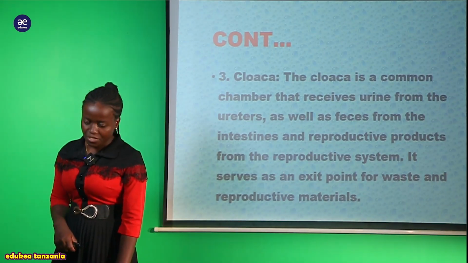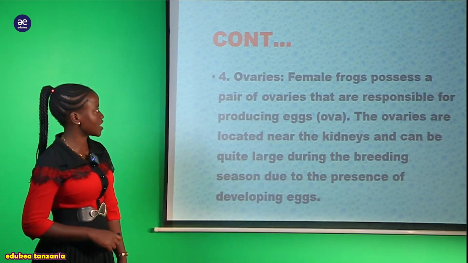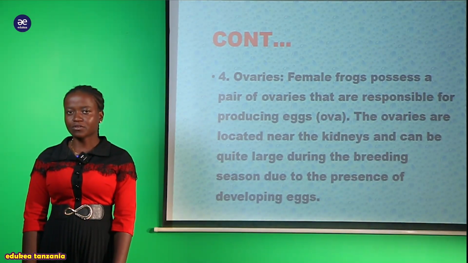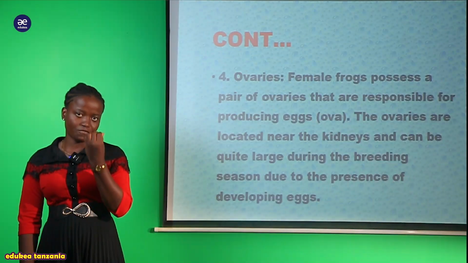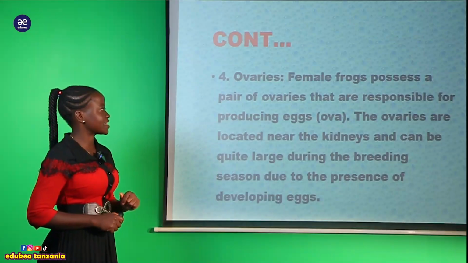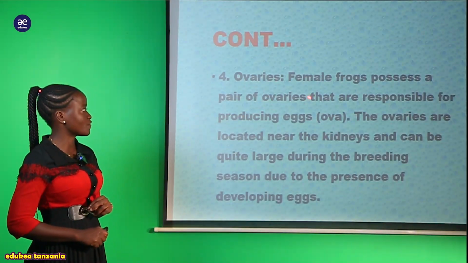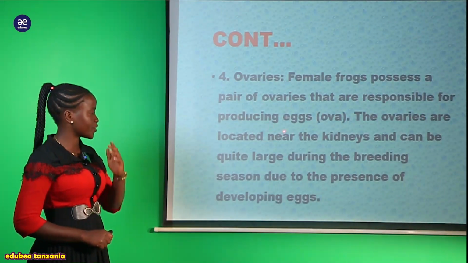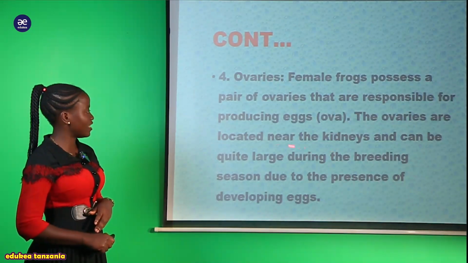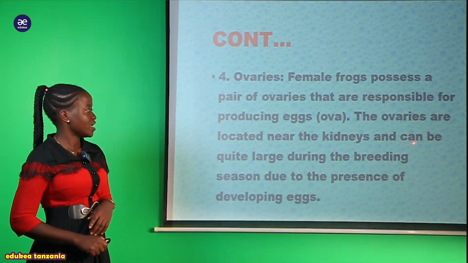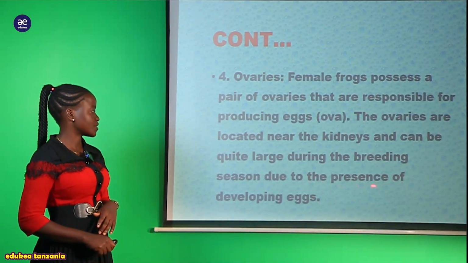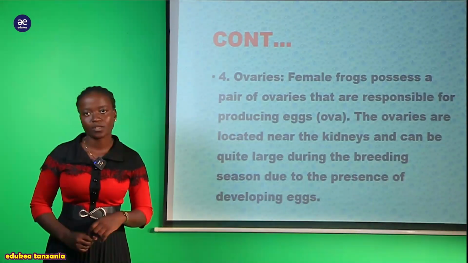And apart from that, this organism also has another structure, the ovaries. So what is the ovary? What is the function of the ovary in the female frog? Here we are saying that female frogs possess a pair of ovaries that are responsible for producing the egg or ova. The ovaries are located near the kidneys and can be quite large during the breeding season due to the presence of developing eggs.